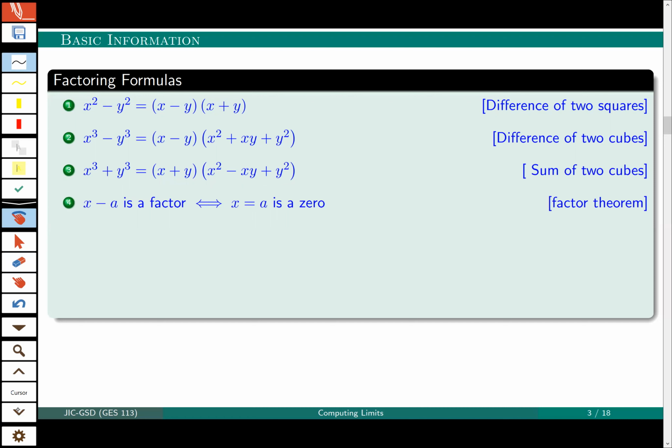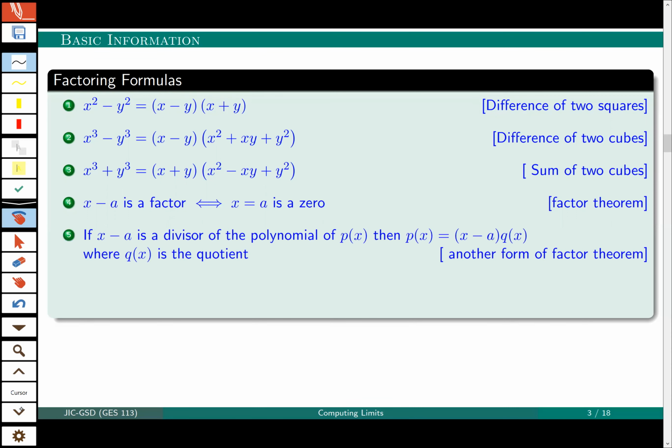The most important theorem is the factor theorem: if x minus a is a factor, then x equal to a is a zero. We will use this one a lot in our section on limits. The factor theorem says if x minus a is a divisor of the polynomial p of x, then p of x can be written as x minus a, which is the divisor, times q of x.